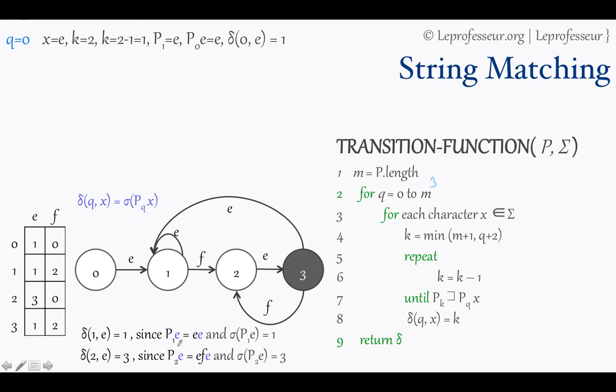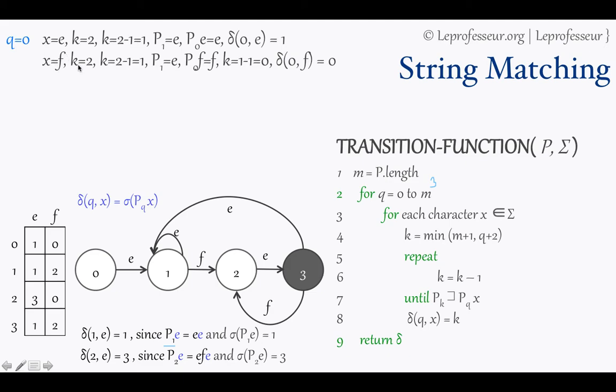So p of 1 simply says that at this state, p, how many character strings we have read, is e, and then p q x. So q here is 0, so p 0 e is equal to e, because at the state 0 we have no character left, so only e. Which is a suffix, we find the suffix, so we can say that simply delta 0 e equals 1.